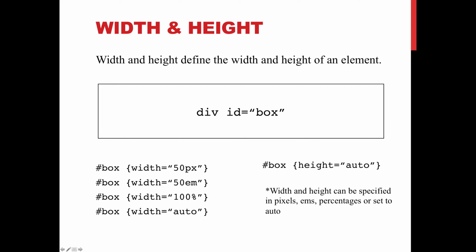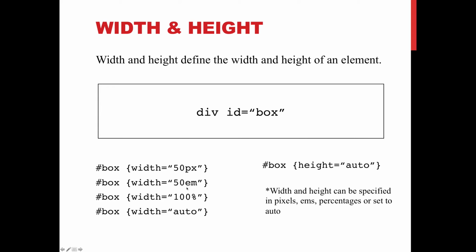Let's start with width and height. Width and height define, obviously, the width and the height of an element. So you could make a box that is 50 pixels wide and 50 pixels tall, right? You can also declare these in terms of different sizing elements. So one of those is obviously pixels.